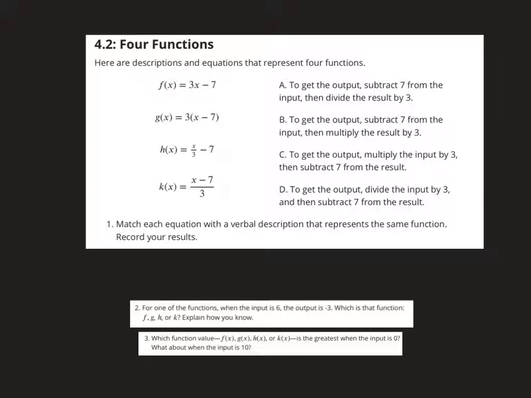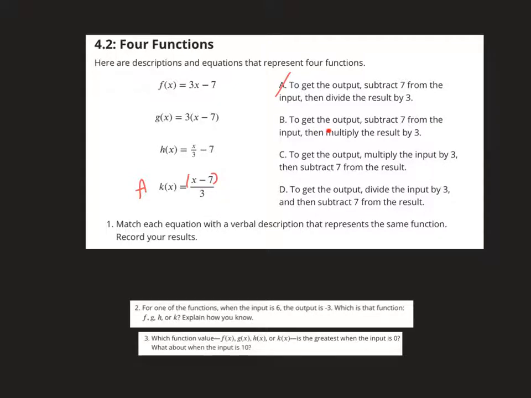So first, we'll take a. To get the output, what we're going to do is subtract 7 from the input and then divide the result by 3. Now, if we want to subtract 7 before division, then the subtraction needs to be housed inside of parentheses, or at least implied parentheses, which is what we have on this k function. So a goes with the k function.